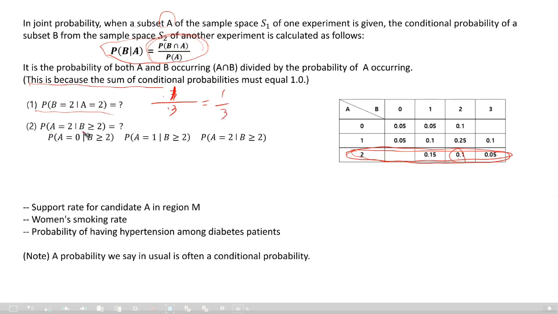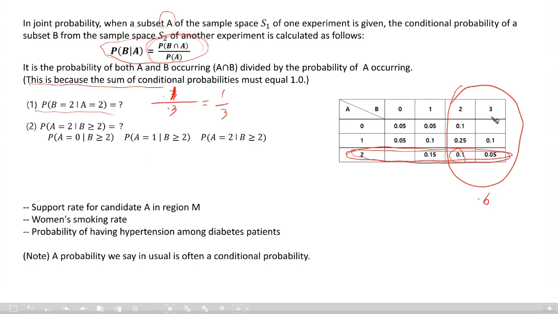What is the probability of B greater than or equal to 2 given A equal to 2? Probability B greater than or equal to 2 is here. This is a restricted area. What is the sum of this probability? 0.6, right? Yeah, 0.6.